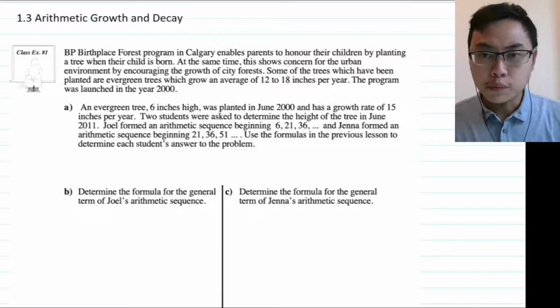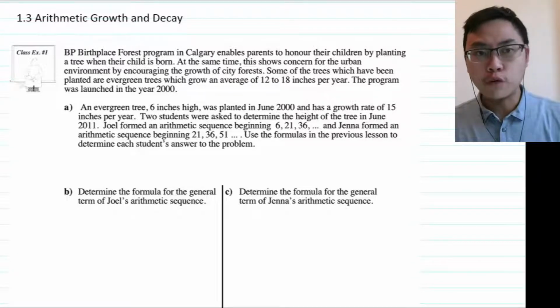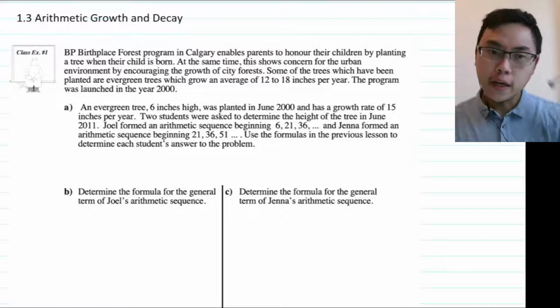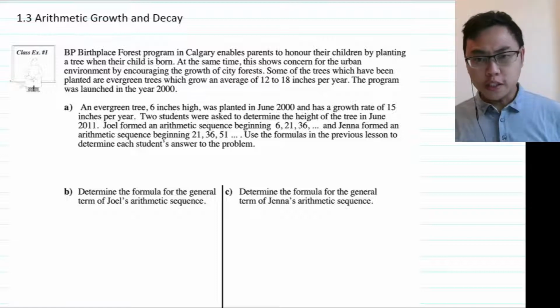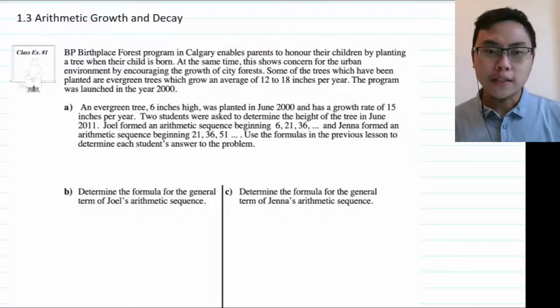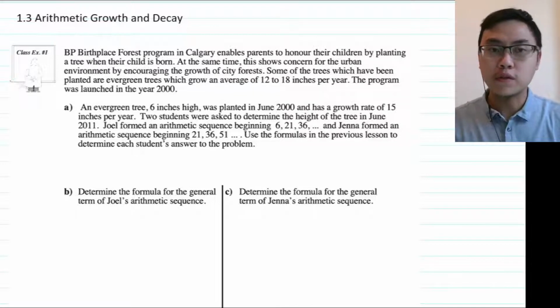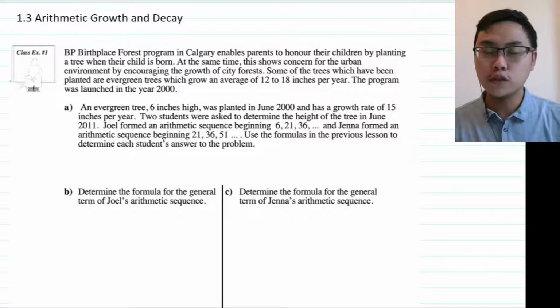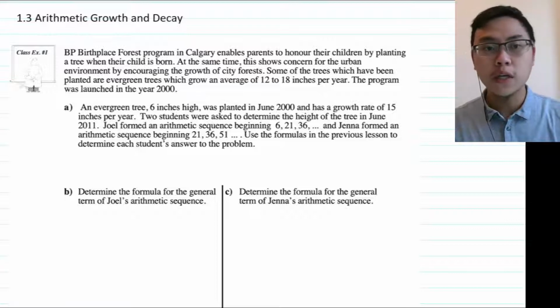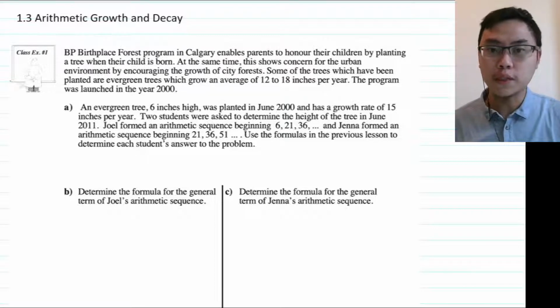In this video, I will be going through 1.3, which is arithmetic growth and decay. Arithmetic sequences, which we talked about last lesson, are sequences that add the same amount every single term. We can sometimes use those to solve real life problems, and this is arithmetic growth and decay.